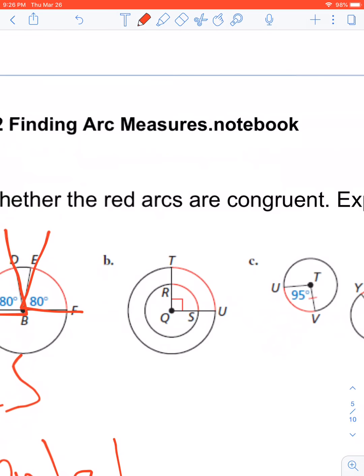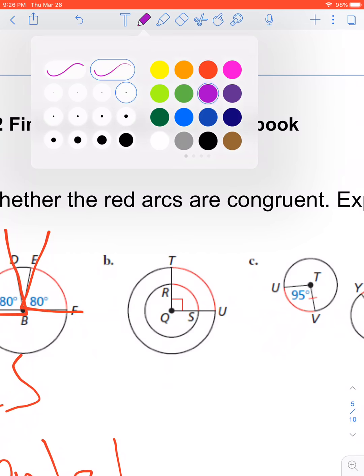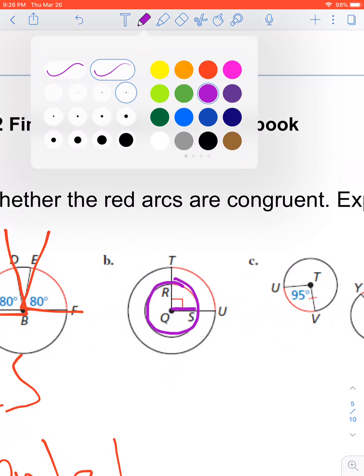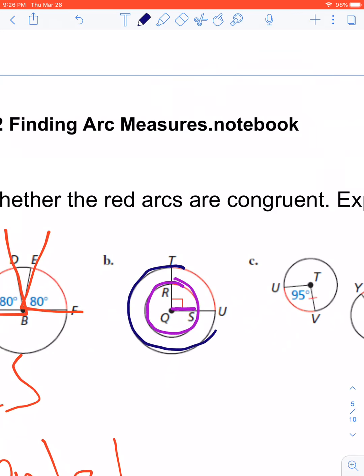B. When you look at B, you have to be very careful. In order for anything to be congruent, the two circles have to have the same radius. So if I look at this circle, here's its radius. But if I look at the larger circle, here's its radius. These are not congruent circles, therefore those arcs are not congruent.